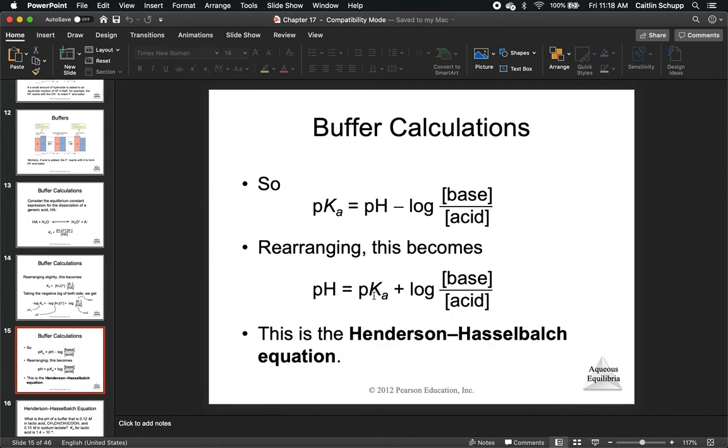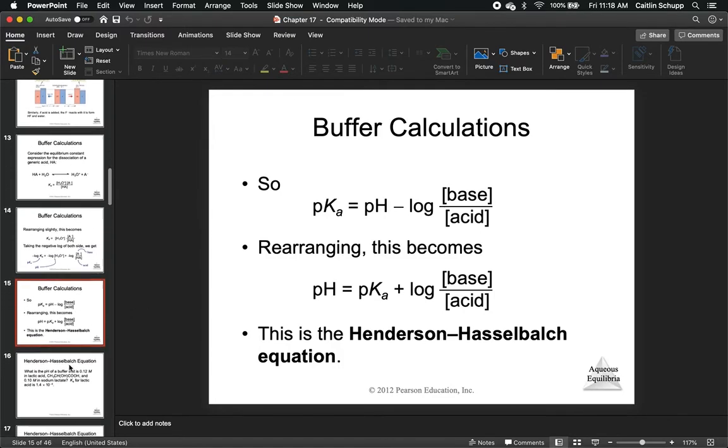Now, remember what P means. It just means take the negative log of something. So pKa means negative log of the Ka. And I wish you could see me right now because I'm using my hands to describe things just like I always do when I talk, and you can't see them, so I don't know why I'm using my hands.